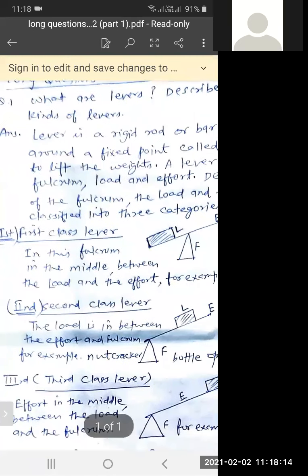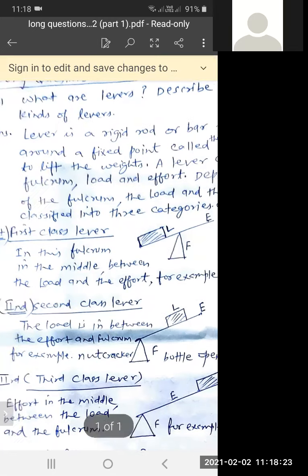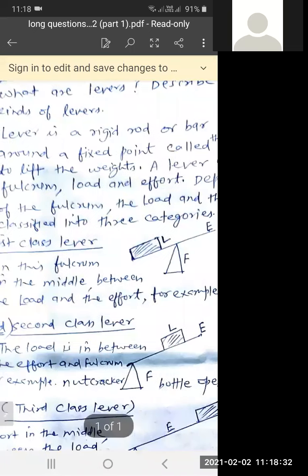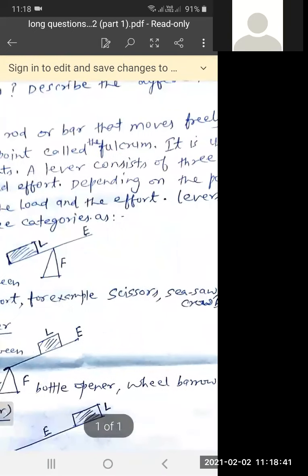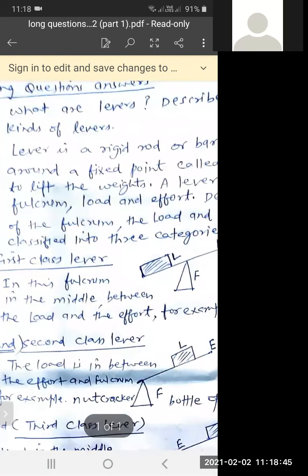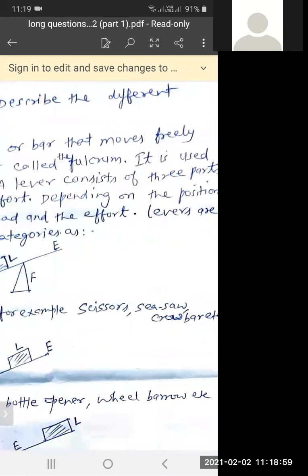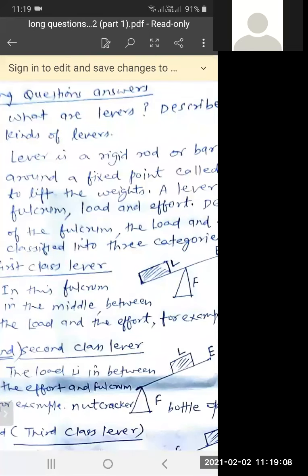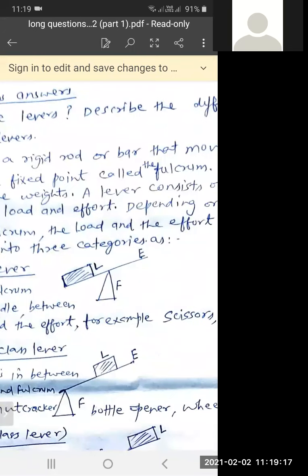Now, a lever is a rigid rod or bar that moves freely around a fixed point called the fulcrum. Please write it down.